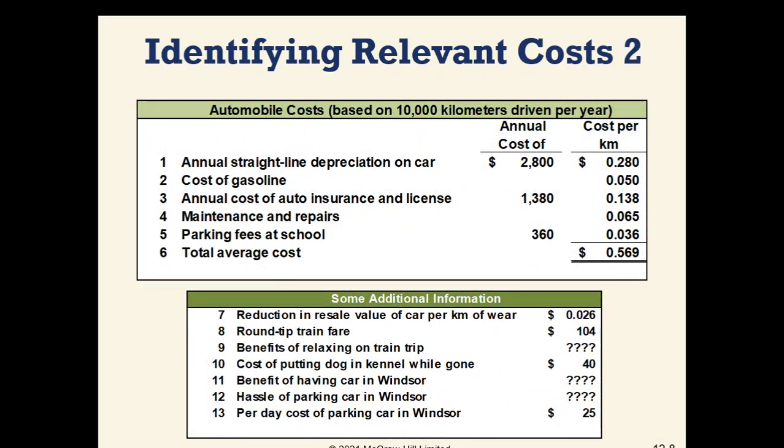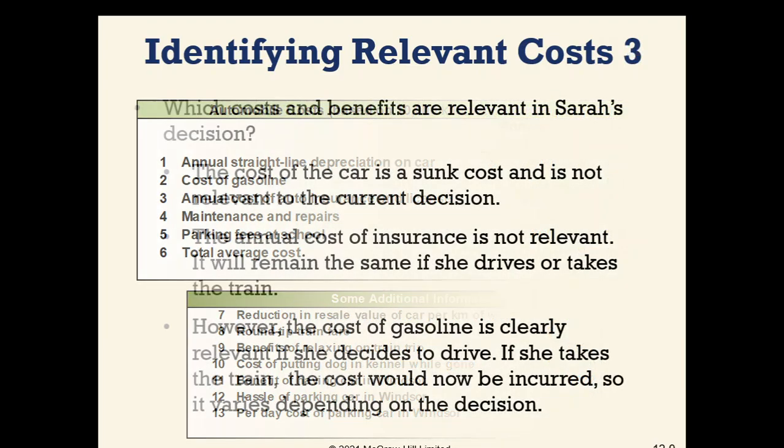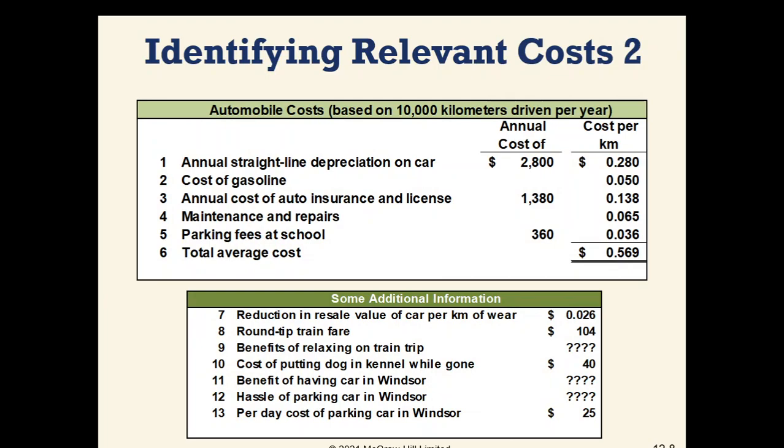So the first thing we do is identify our relevant costs versus the irrelevant costs. We're given some additional information as well. We have reduction in resale value of the car per kilometer of wear, the round trip train fare, benefits of relaxing on a train trip, which we can't assign a dollar value to, the cost of putting the dog in the kennel while gone, the benefit of having a car in Windsor, the hassle of parking a car in Windsor, and the per day cost of parking the car in Windsor.